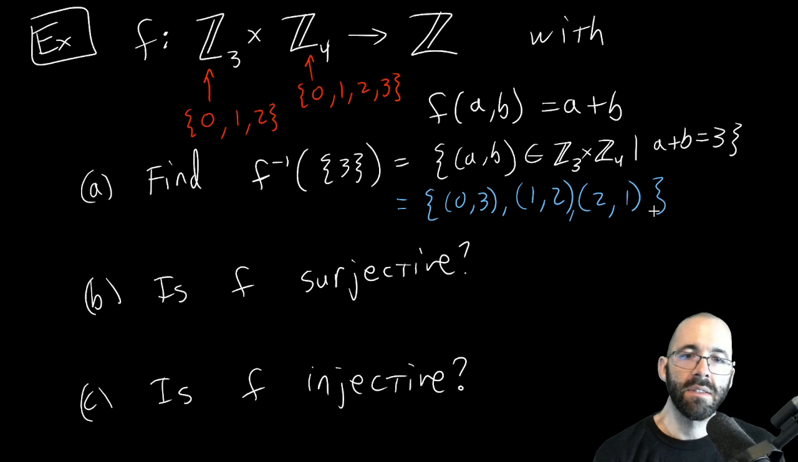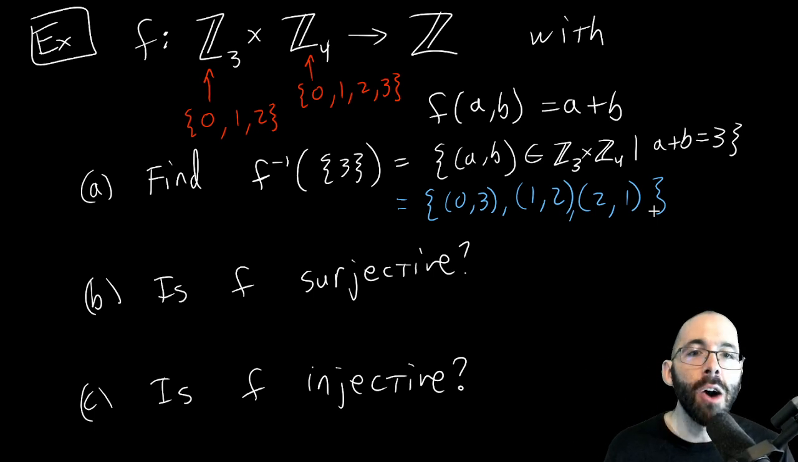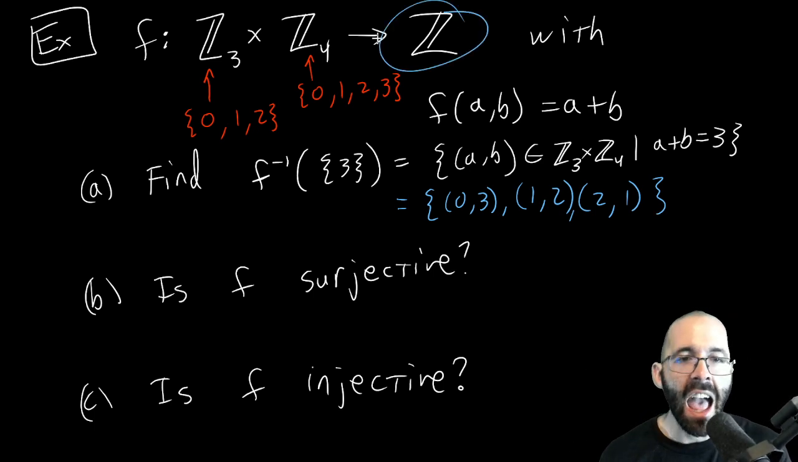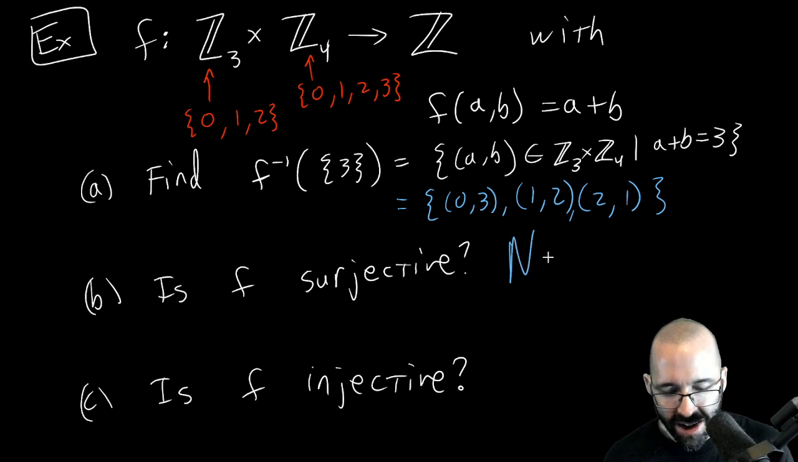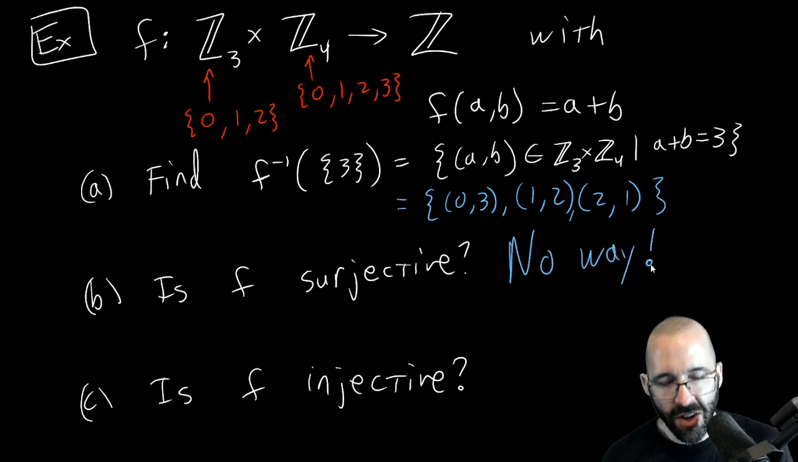So is this function surjective? Kind of unrelated to the previous question. Does this function go to every integer? If we look at all the outputs, if we look at the range of this function, if we look at the image of the codomain, do we get every integer? I don't think so. Not with just Z3 and Z4. This is no way. Not even close to being surjective.